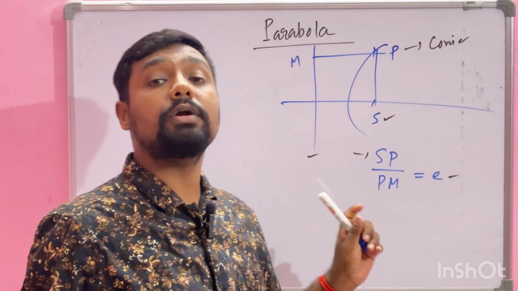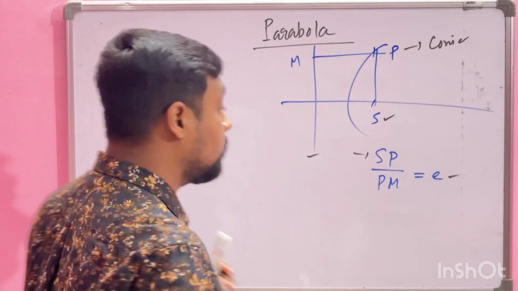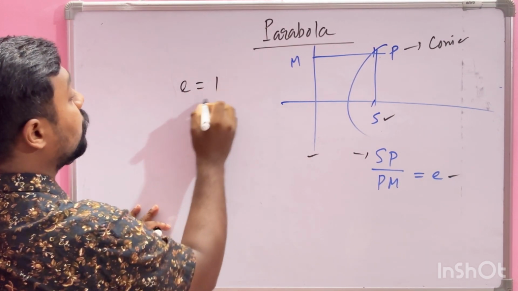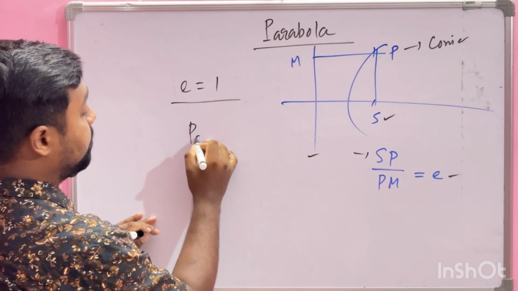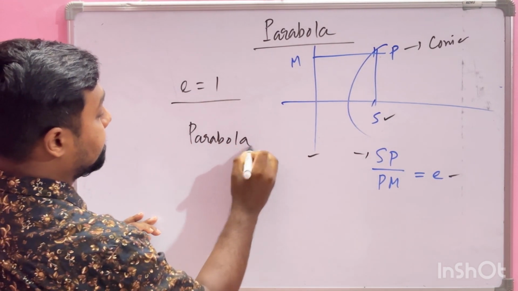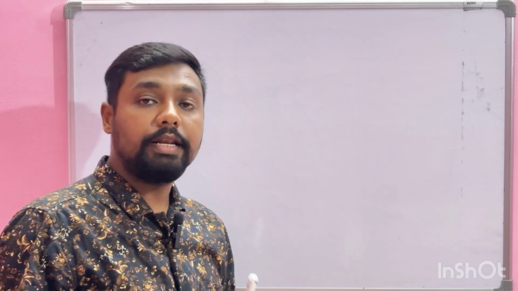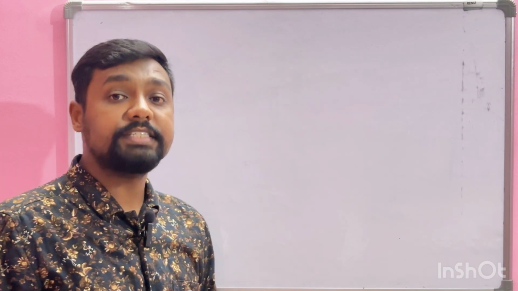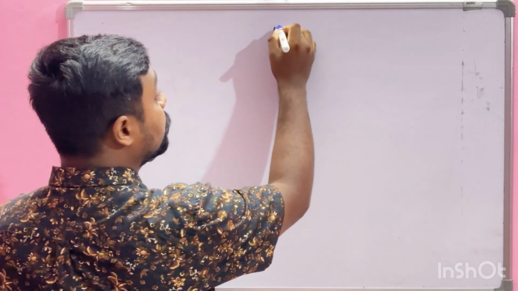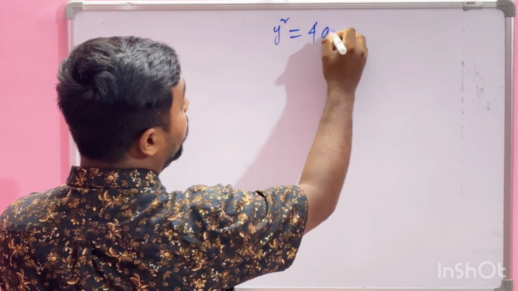Now a particular case of conic is a parabola where if e equal to 1, then this locus is called a parabola. Now let's discuss the standard form of parabola. Now what is the standard form of parabola? This is y square equal to 4ax.